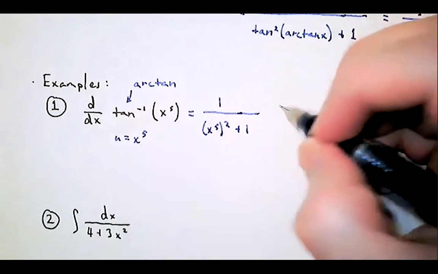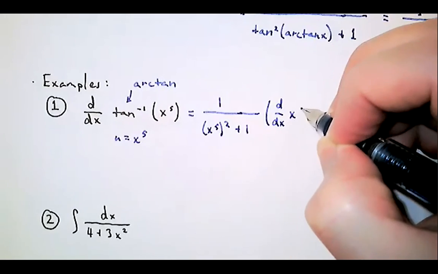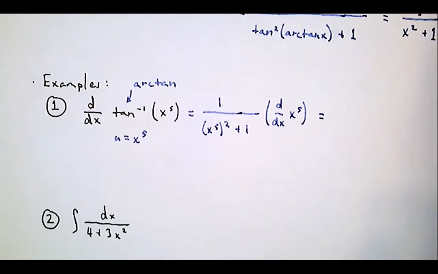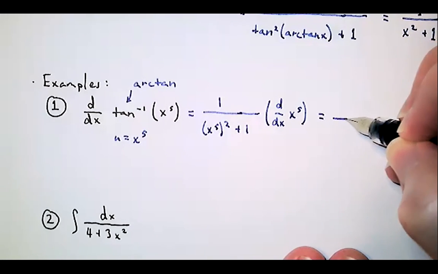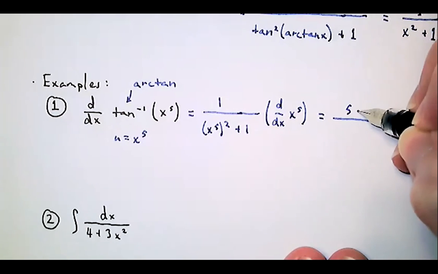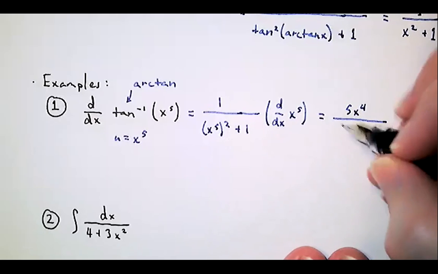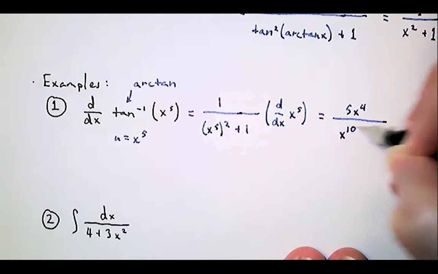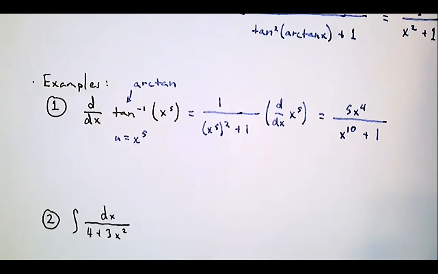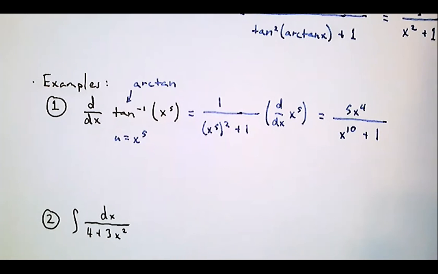And then we need the derivative of u. What's the derivative of x to the fifth power? 5x to the fourth. Good. 5x to the fourth from the power rule. And then in the denominator, x to the fifth squared gives us x to the 10th power, and then plus 1. Good. So any questions over finding this first derivative?